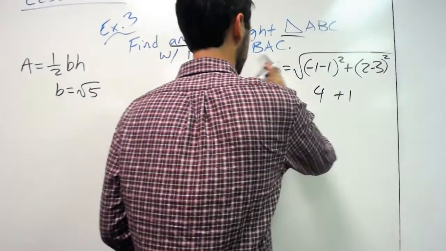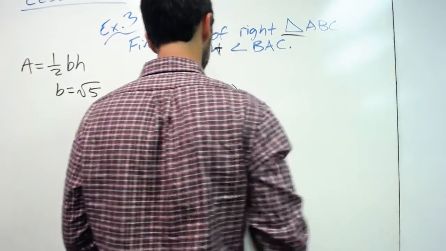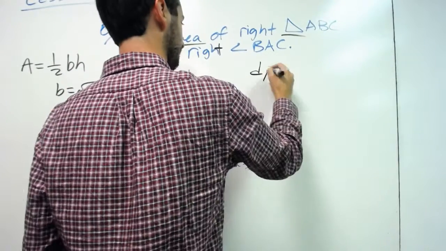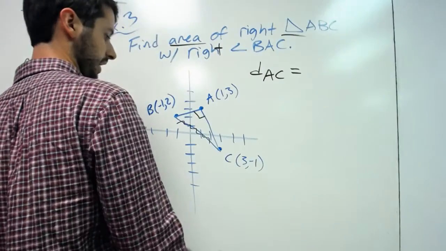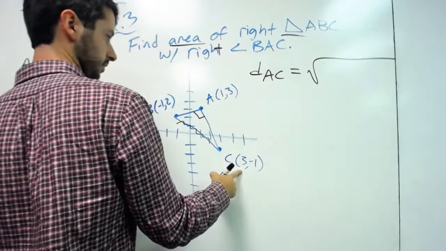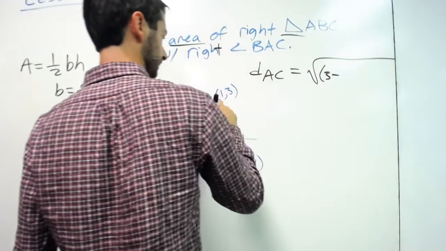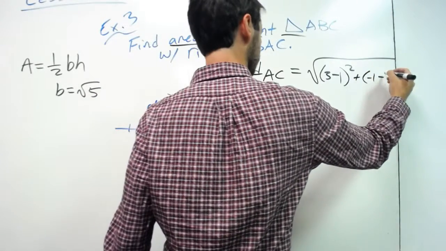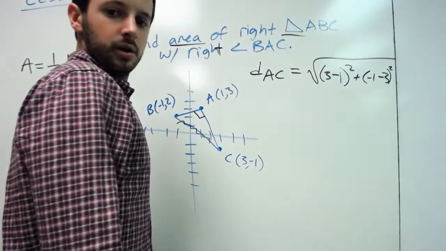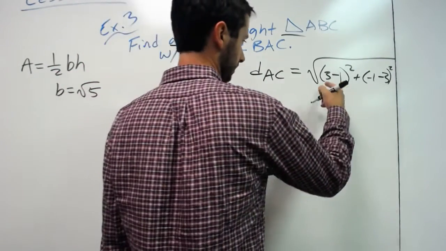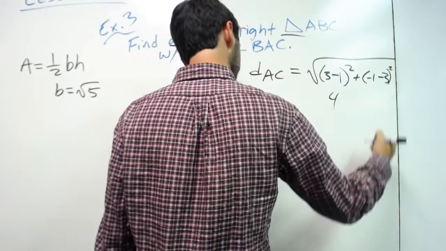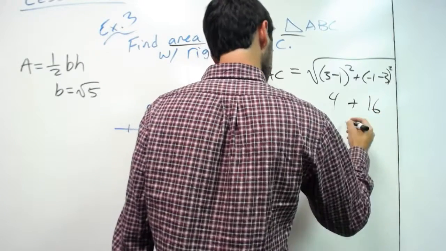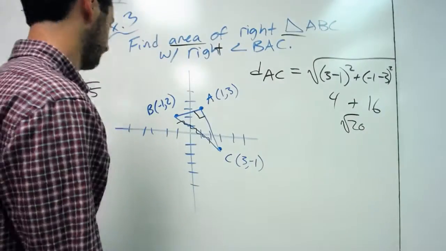Then we look at distance for our height. Our height is AC. So distance there, x2 is 3, x1 is 1, y2 is -1, minus 3. 3 minus 1 is 2 squared, and 2 squared is 4. -1 minus 3 is -4, and -4 squared is 16. So therefore this is radical 20, square root of 20.